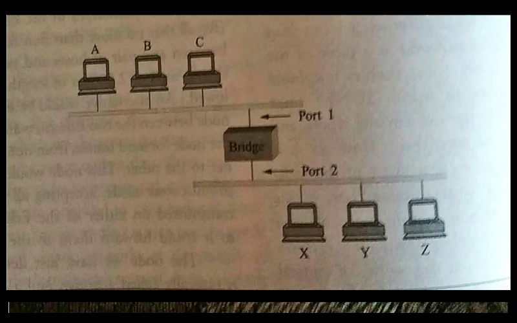So a frame from host A addressed to host B arrives on port 1. There is no need for the bridge to forward the frame over to port number 2, because host A is present on the same network, and host B is also present on the same network. No need to forward this packet on the outgoing port number 2, because both the sender and receiver are present on the same network.